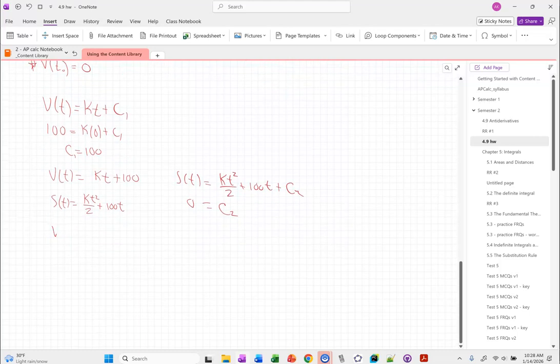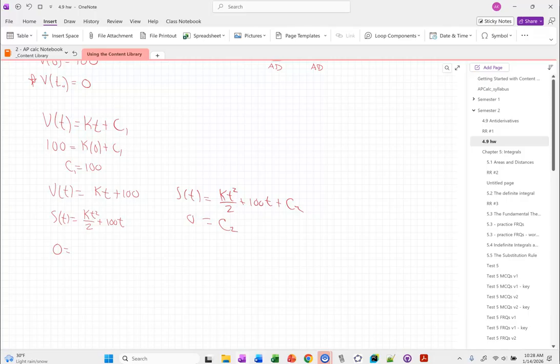And then I know V of, well, I can say that 0 is going to equal KT naught plus 100. And I know 80 is going to equal KT naught squared over 2 plus 100 T naught. And what I have now is a system of two equations. So I should be able to solve for T naught and K. The K is really what I want, but the T is how long it'll take me to slow down.